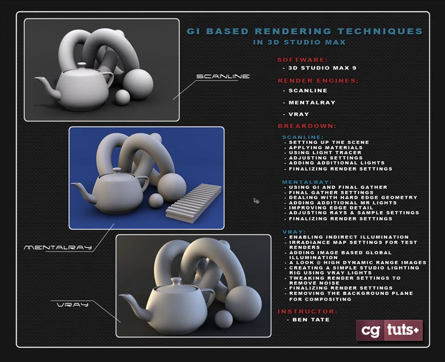We'll also look at some sample settings and how many rays to cast into the scene and so on, and look at adding some additional mental ray lights into the scene to get some color variation in our shading, as well as how to tweak out and finalize render settings to get a smooth result.